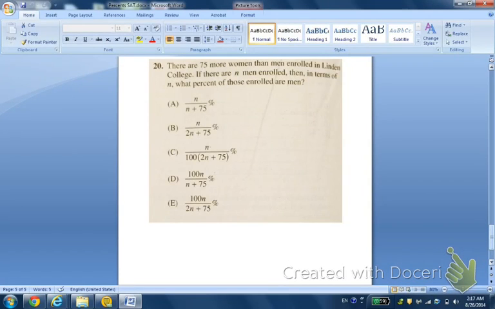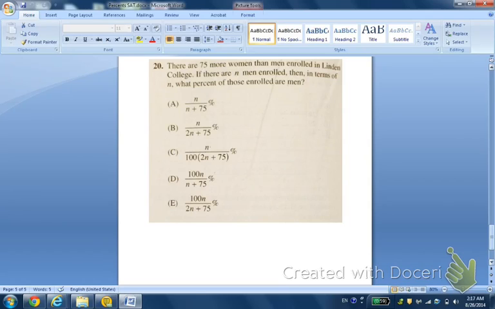Okay, this is a level 5 problem, or a more difficult percent problem you can find on the SAT. It's from test 4, section 3, and it's question 20. It says, there are 75 more women than men enrolled in Linden College. If there are N men enrolled, then in terms of N, what percent of those enrolled are men? I think an algebraic approach is probably the fastest one.